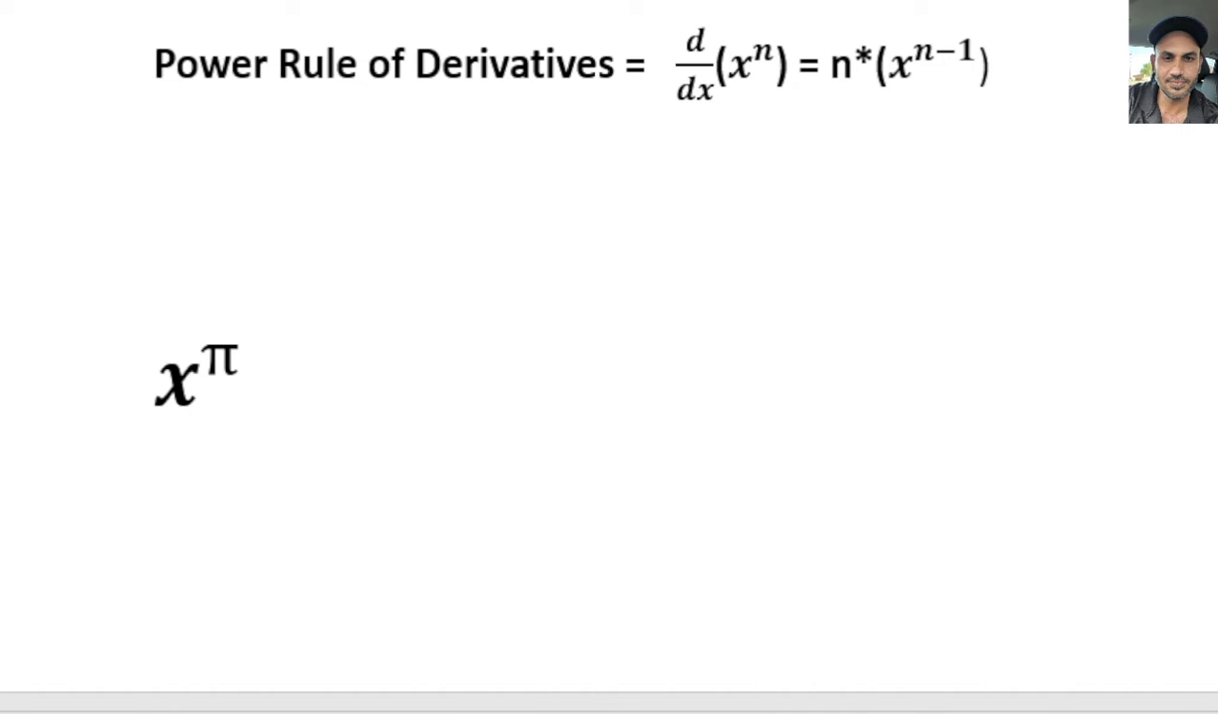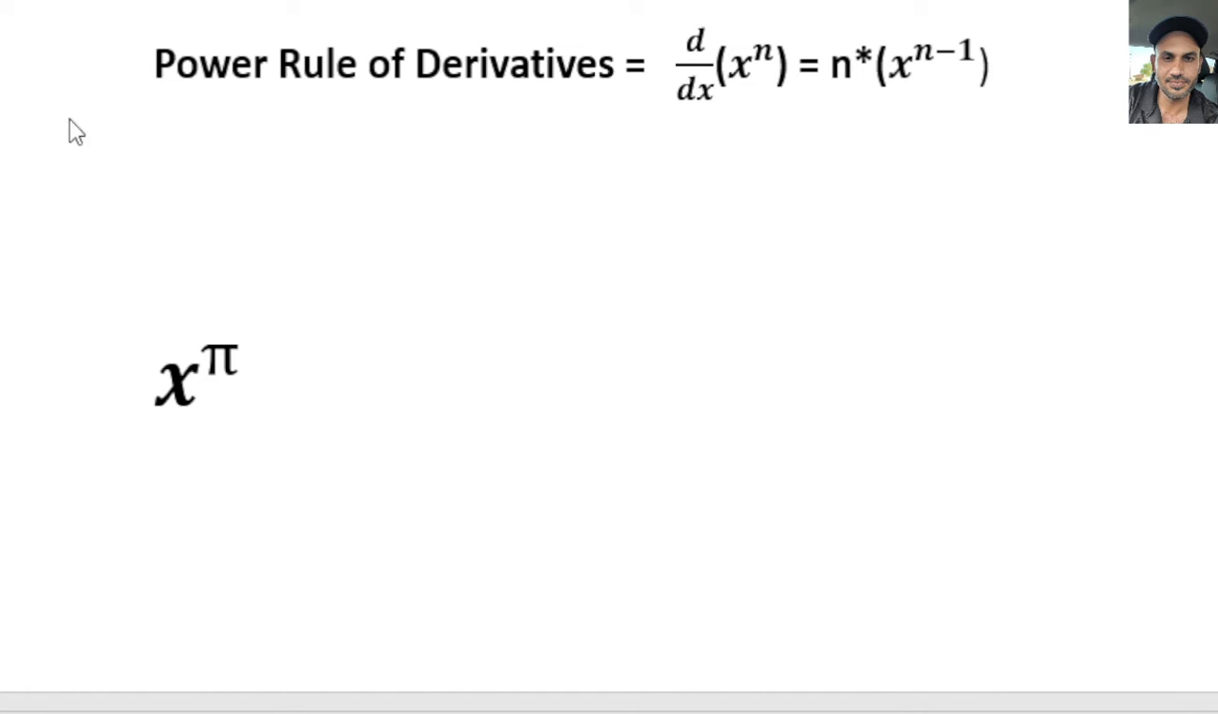Hello, welcome everyone. In this video, I'm going to use one of the properties of derivatives called the power rule of derivatives. Under the power rule, if we have an expression such as x to the n, or x raised to some exponent, and we want to take the derivative of that expression, then it's equal to the exponent that we have times x to the n minus 1, where we subtract 1 from the exponent.